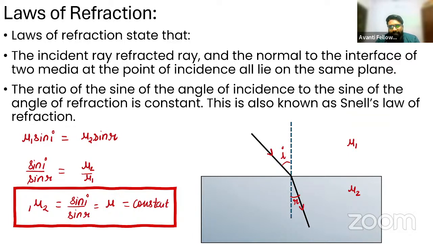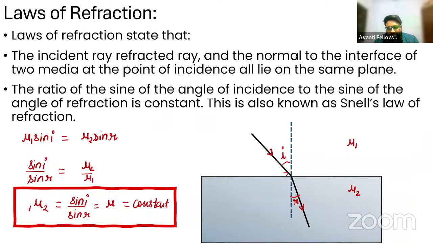Now, the laws of refraction state that, first of all, the incident ray, the refracted ray, and the normal to the interface of two media at the point of incidence all lie in the same plane. So this condition is satisfied, all in the same plane. It is not that some ray is coming from here, like this, perpendicular to this surface. This ray is in the same plane in which the medium is placed.